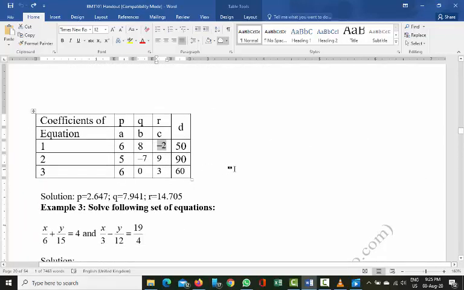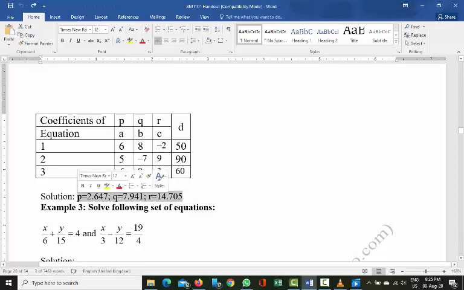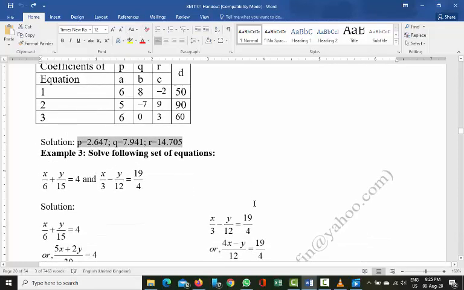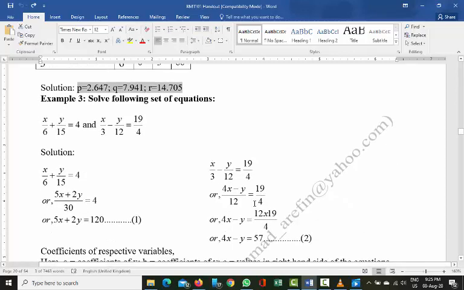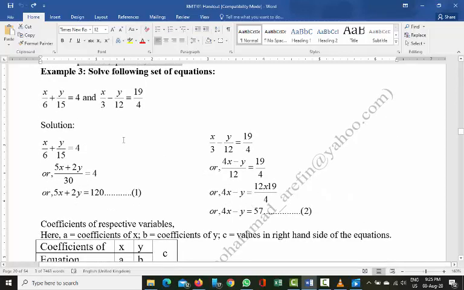If you put the values in your calculator and solve it, you will see the value of p, q, and r. This way you can solve a set of equations. Now example 3. In example 3, we have this equation and this equation, and we need to solve it.